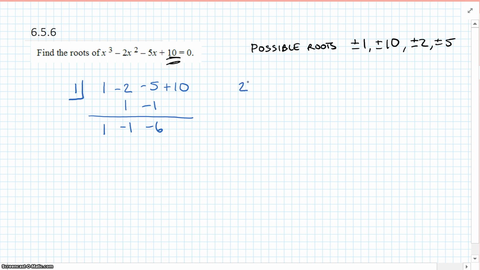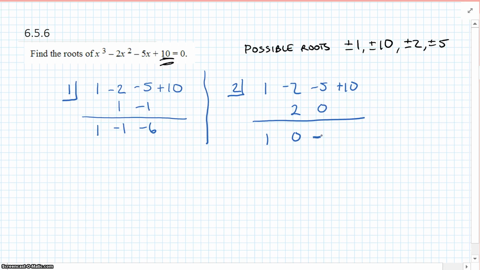So now let's try the next number, 2. Okay, so I'm going to put 2 down. My coefficients are 1, negative 2, negative 5, positive 10. Using synthetic division, let's see what happens. Drop the 1. 1 times 2 is 2. Negative 2 plus 2 is 0. 0 times 2 is 0. Negative 5 plus 0 is negative 5. Negative 5 times 2 is negative 10. Drop it, you get 0. So, since the remainder is 0, we know 2 is a root.